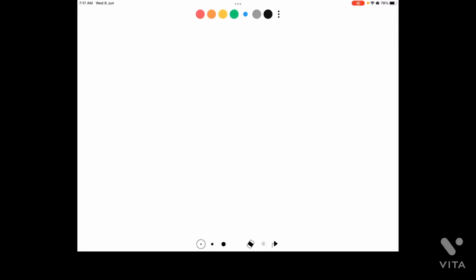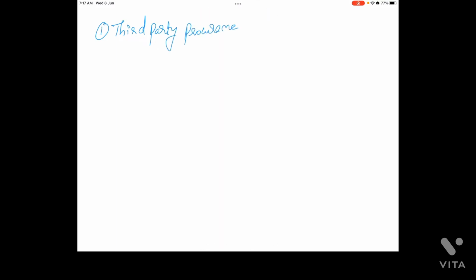We have special stock documents in SAP. So the first important process is third-party process, third-party procurement. Hope you are able to see, right? Yes, we can see the screen. Okay, this is the one process, third-party process.